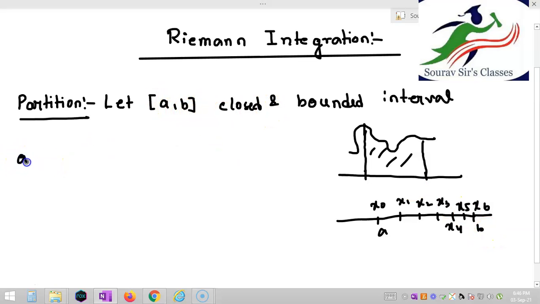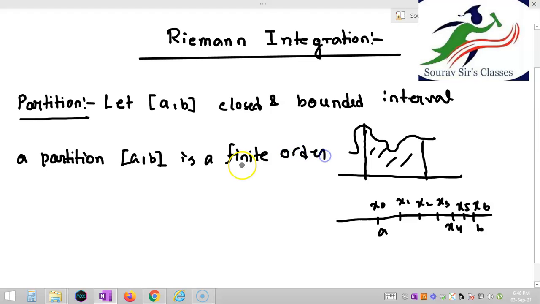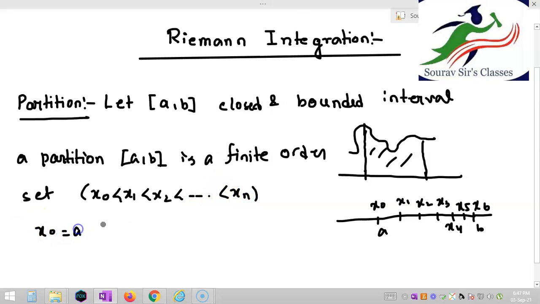So a partition on [a, b] is a finite ordered set. It is denoted by x0 < x1 < x2 < ... < xn, where x0 is equal to a and xn is equal to b.